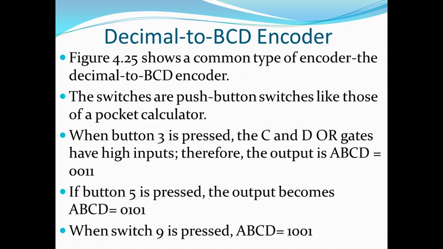You can see that the switches are push button switches like those of a calculator. When button 3 is pressed, the C and D OR gates have a high input, and therefore the output ABCD is equal to 0011. If button 5 is pressed, the output becomes ABCD equal to 0101. When switch 9 is pressed, ABCD is equal to 1001.